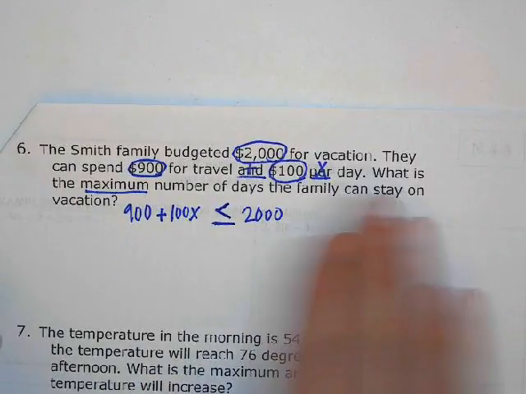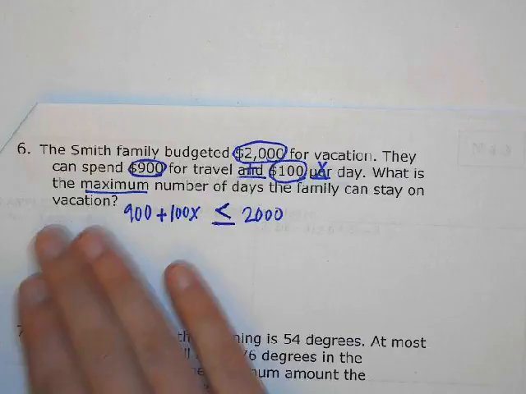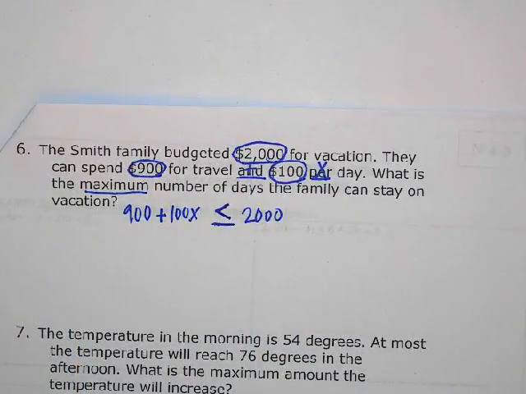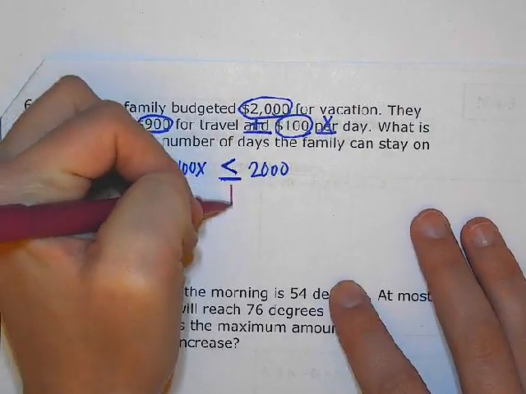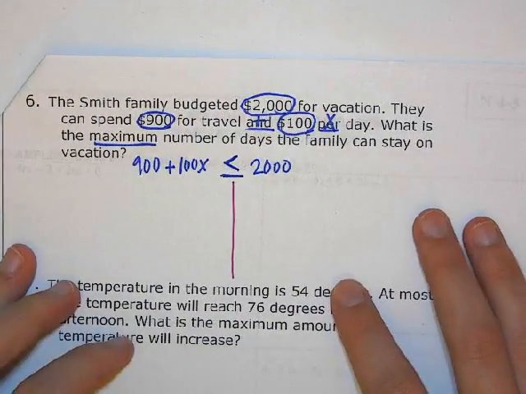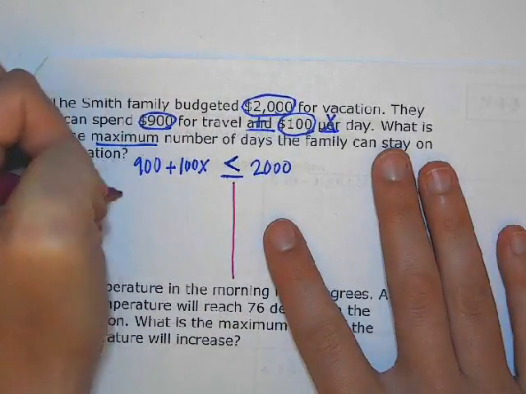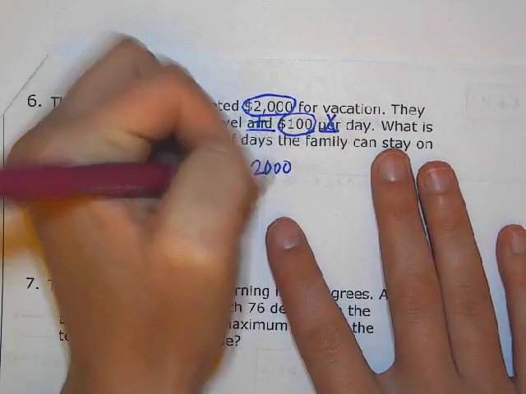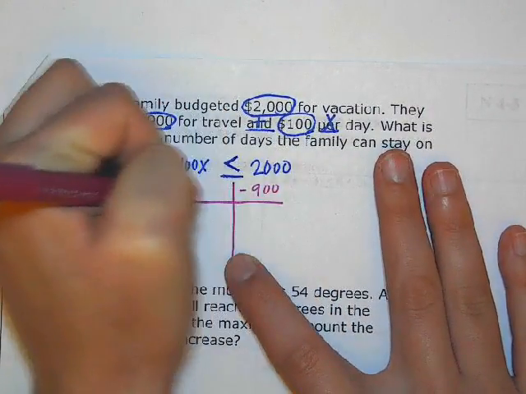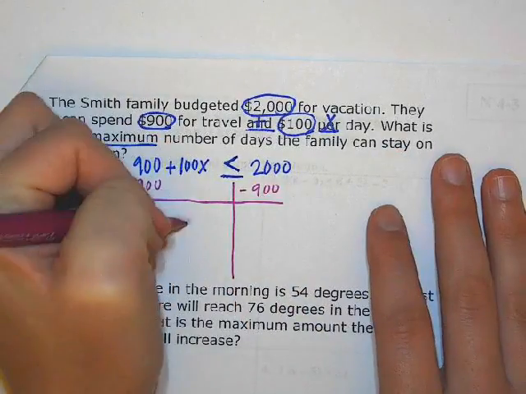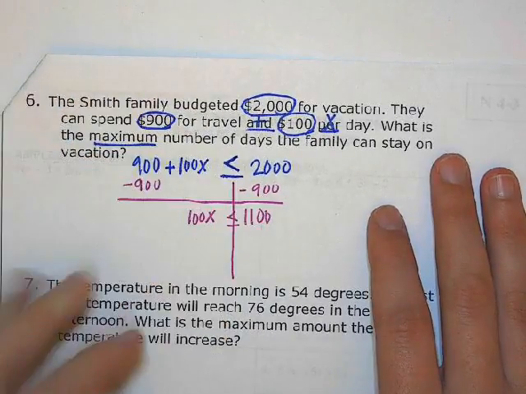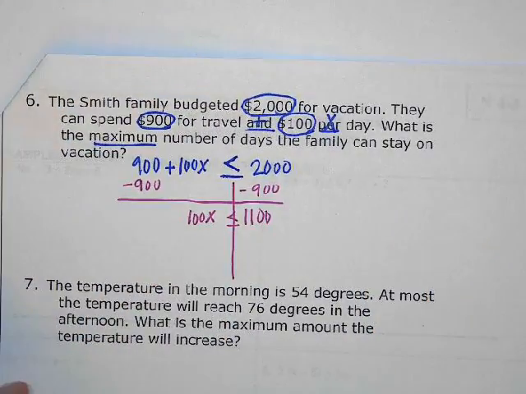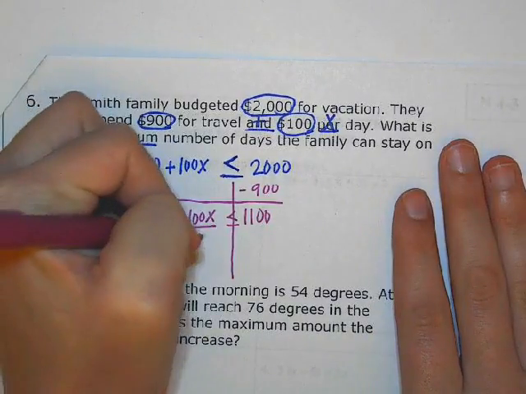Then it says, what is the maximum number of days the family can stay on vacation? Well, how would I know? What do I need to do? What are you doing? It starts with an S: solving. We're solving it. Okay? So he said subtract 900. Minus 900, minus 900. So you guys should be writing with me. 100x less than or equal to 1,100. Then we're going to divide by 100.